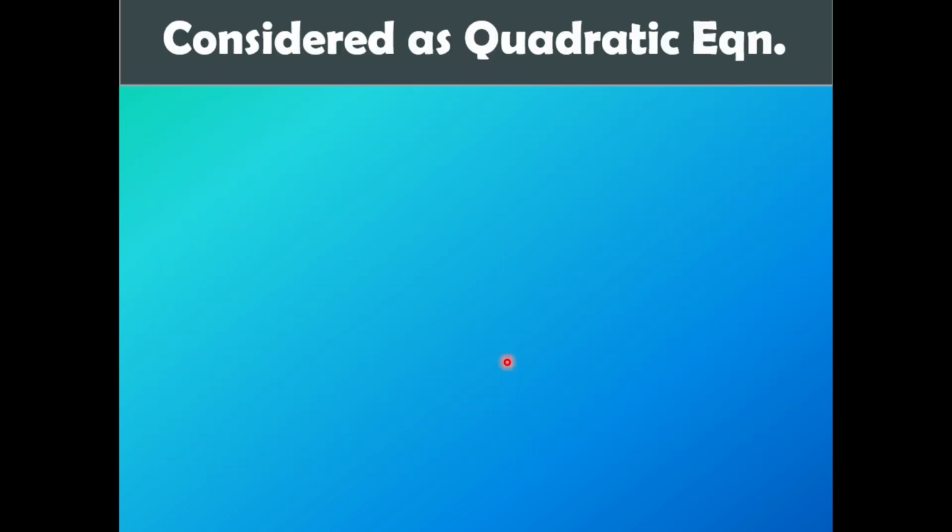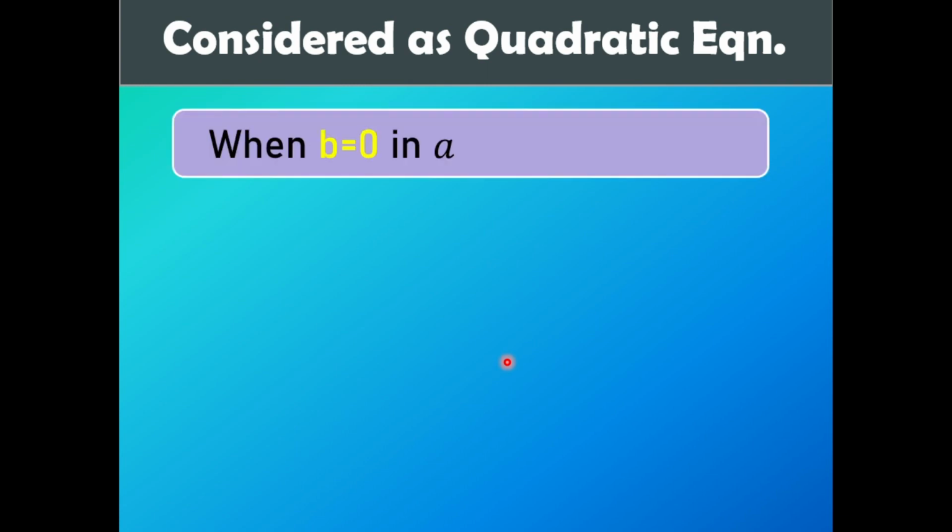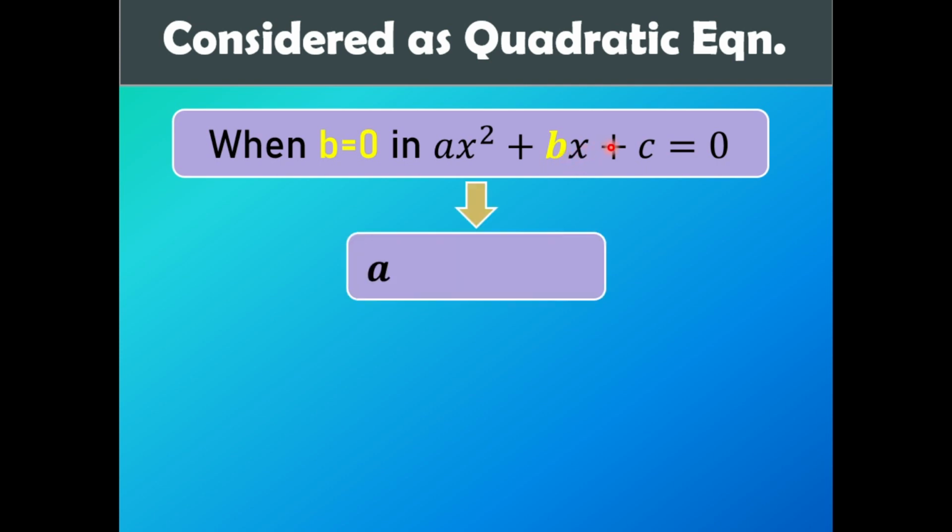There are some cases that we can consider as quadratic equation. When b is equal to 0 in ax squared plus bx plus c equals 0, when we substitute b as 0, then it will become ax squared plus c equals 0. Though this is not the same as the standard form because it's lacking the linear term, we consider this a quadratic equation because of the presence of the quadratic term ax squared, because of the degree 2.